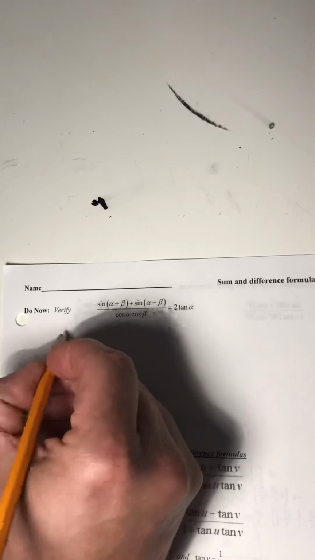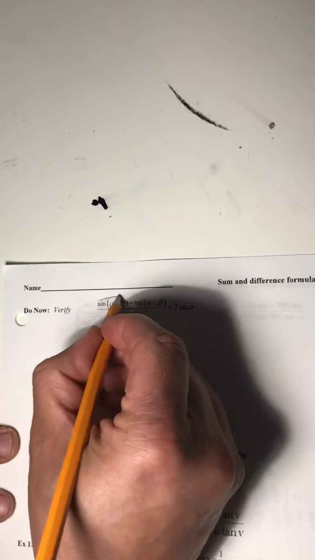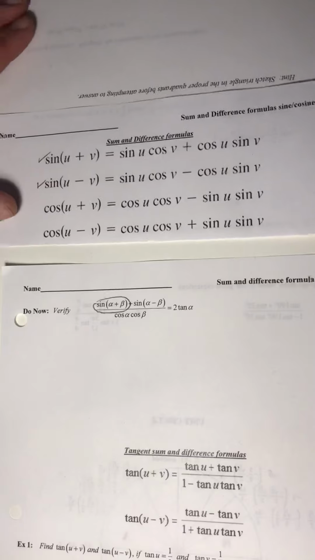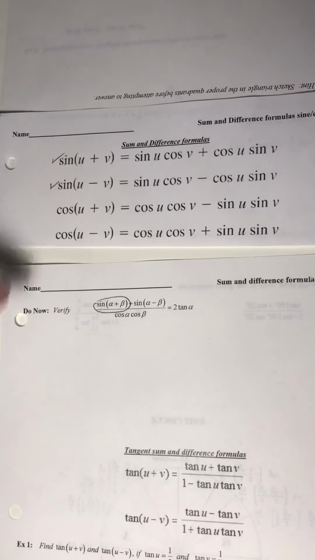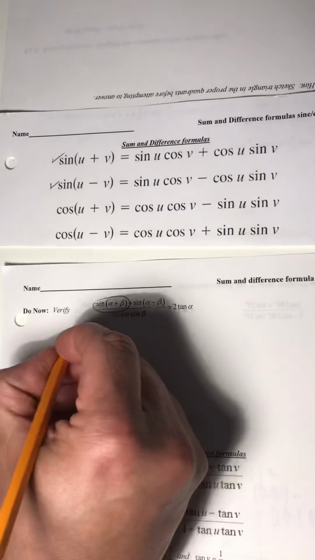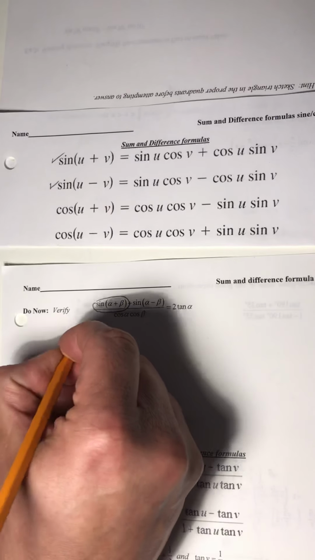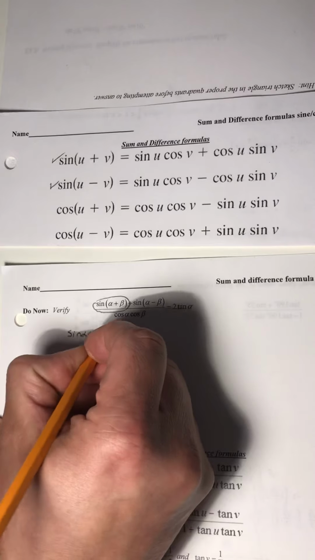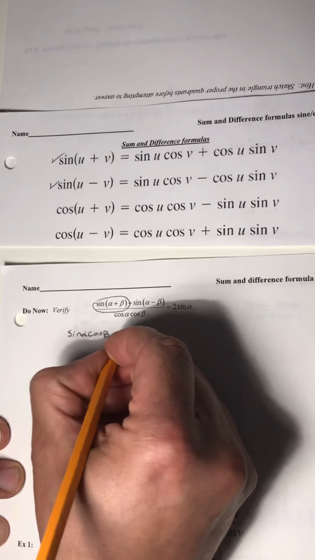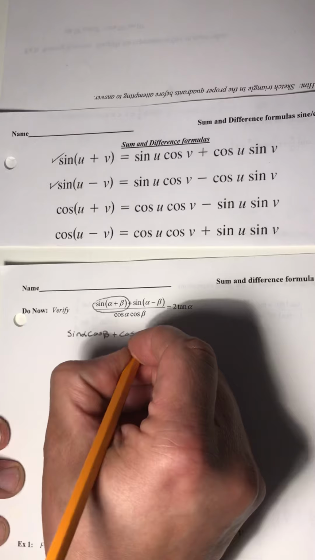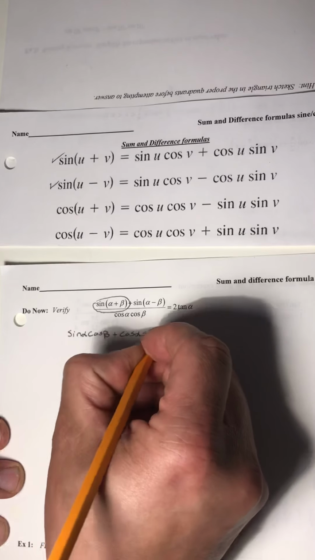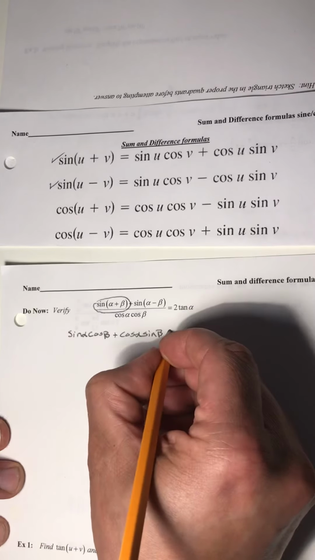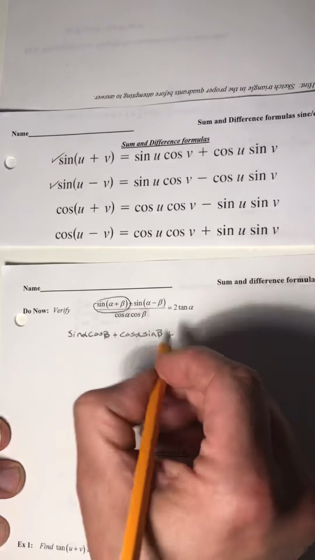Start over. All right. So we're going to focus on the sine of alpha plus beta. And we're basically going to use the formulas that you guys had yesterday. These two on top. That leaves us with sine alpha cosine beta plus cosine alpha sine beta. Okay, this is this plus sign here.